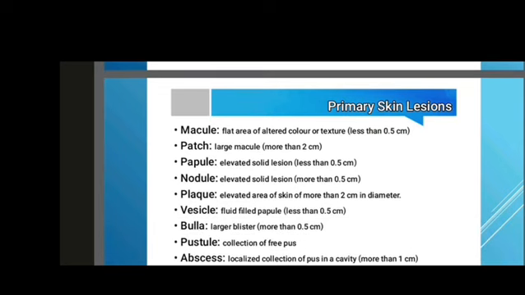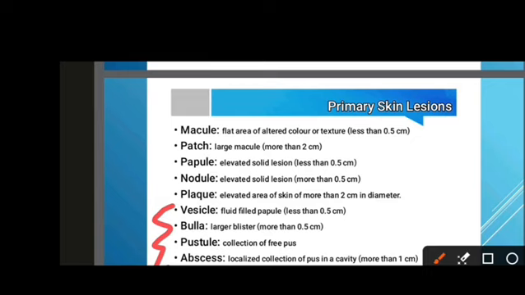When we come to the other group, which is vesicle, bulla, pustule, and abscess: a vesicle is a fluid-filled papule. It is a papule, but filled with fluid, the same size as a papule, 0.5 centimeter. A bulla is a large blister. A vesicle is a small blister, while a bulla is a large blister, more than 0.5 centimeter in diameter.